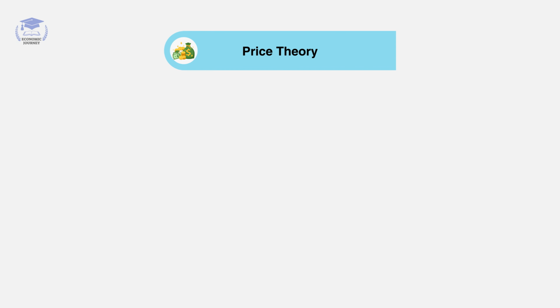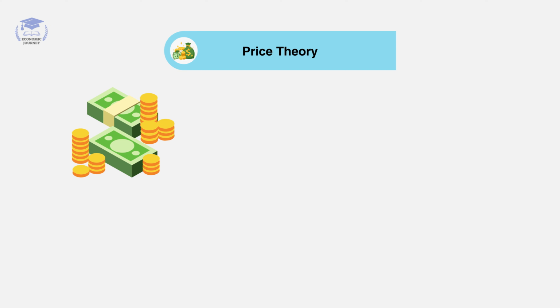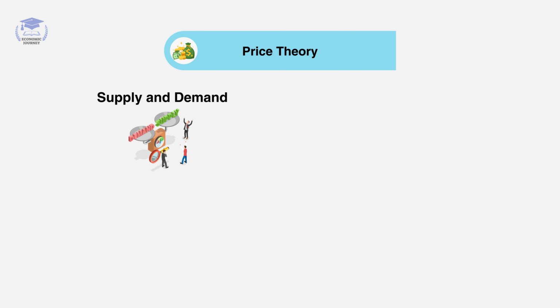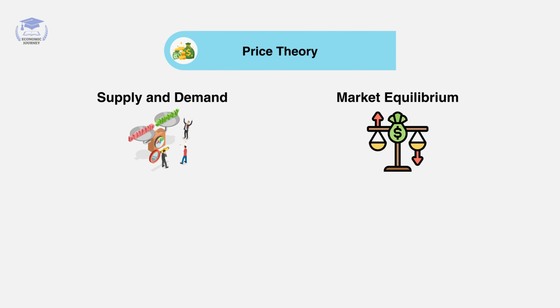Price theory, a fundamental aspect of microeconomics, deals with how prices for goods and services are determined in the market. It revolves around the concepts of supply and demand. Key concepts include supply and demand. Prices are determined by the interaction of supply, how much the market can offer, and demand, how much of a product is desired by buyers. Market equilibrium. This is the point where supply equals demand, and the market is cleared at a certain price level.